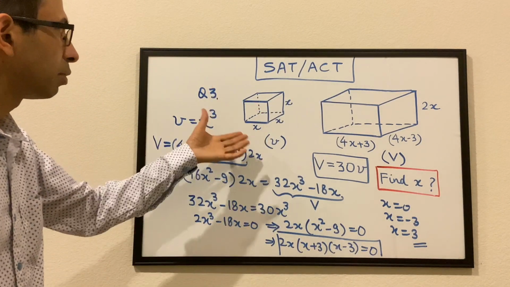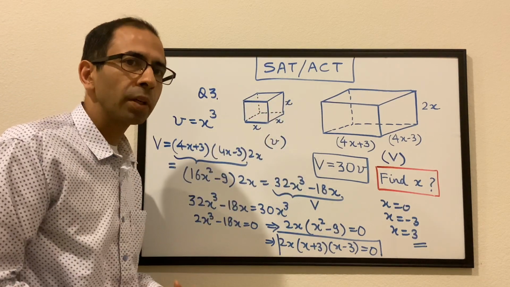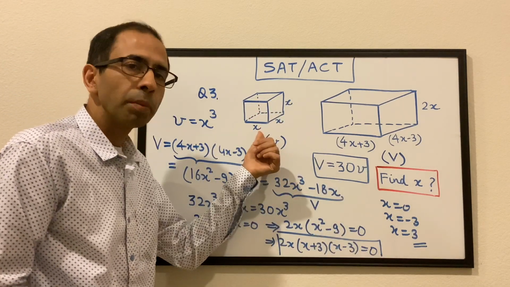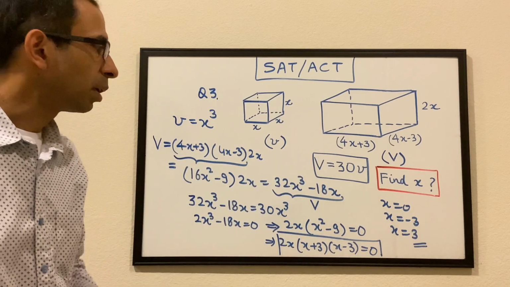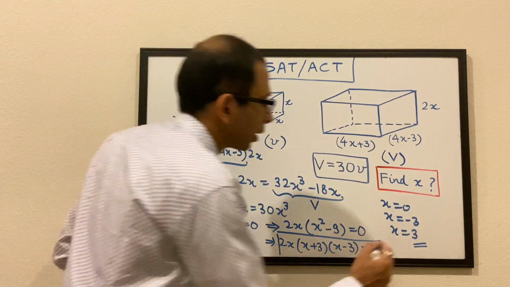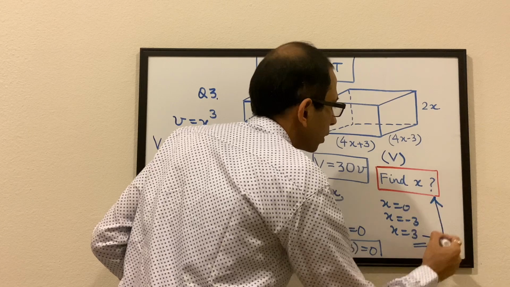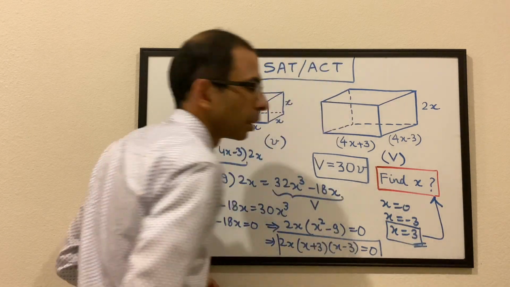But obviously, since we are talking in terms of the dimensions of an object, x cannot be 0, x cannot be negative, and hence the only meaningful value of x is 3, hence our answer is 3. So x is equal to 3.